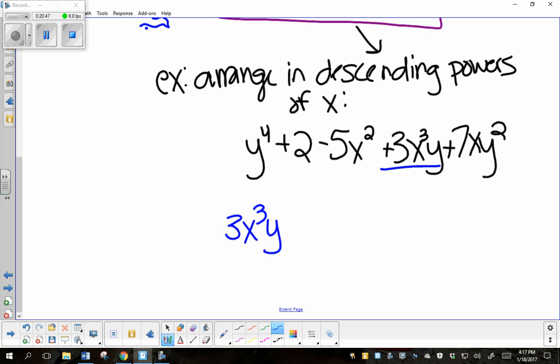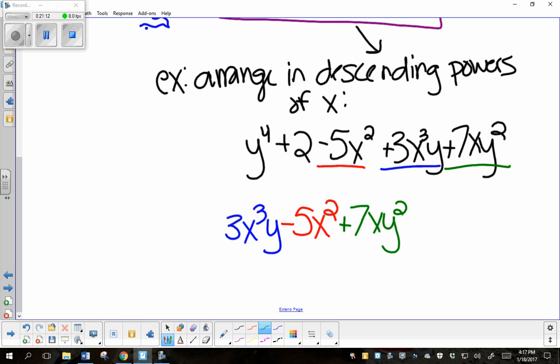3x cubed y. Now if I go down, let's see, down from 3, there's a 2. There's a power of 2 with an x. So that's going to come next, minus 5x squared. And then let's see, do I have any 1 powers of x? This last term right here is a 1 power of x. So I'm going to write plus 7xy squared. I'm not really worried about the y's here. I'm only worried about the x.